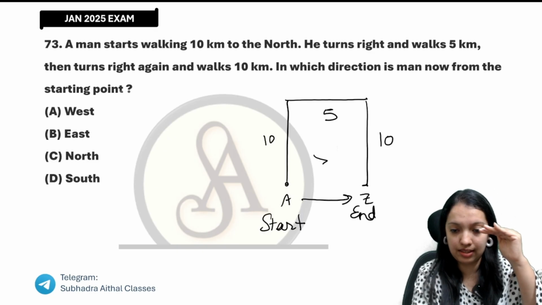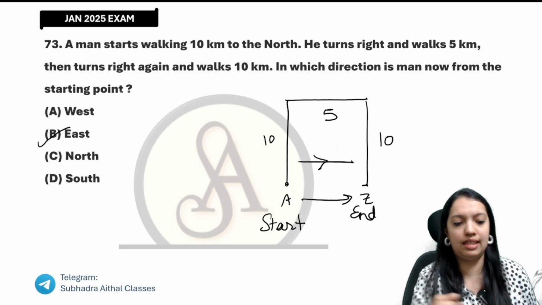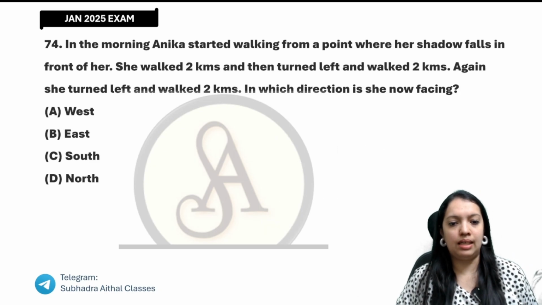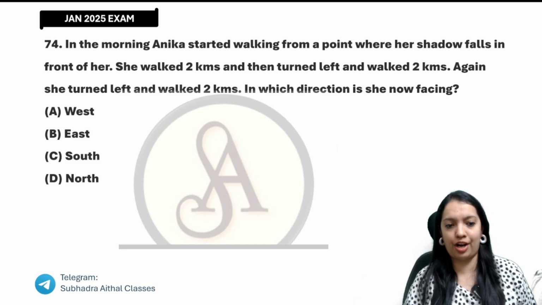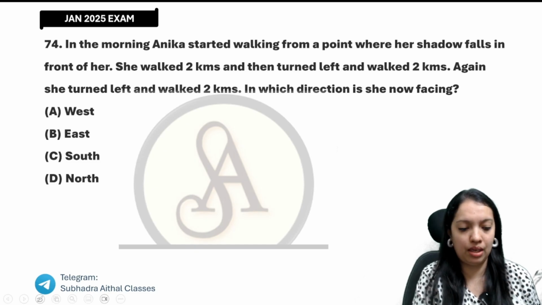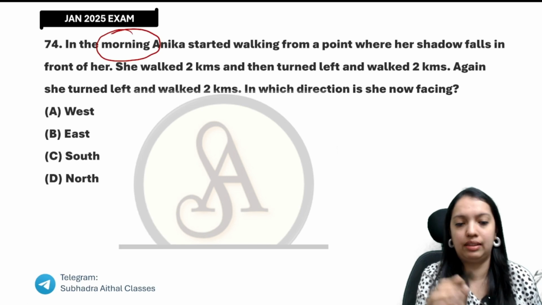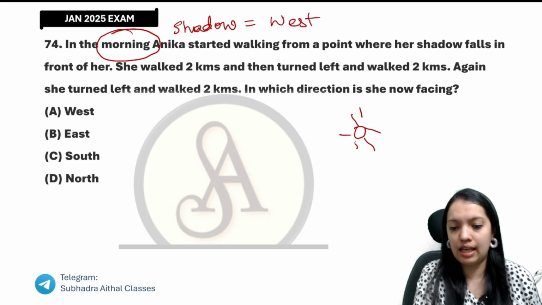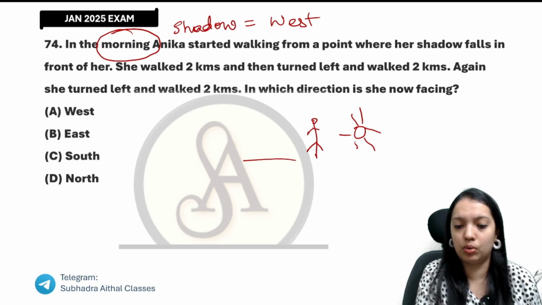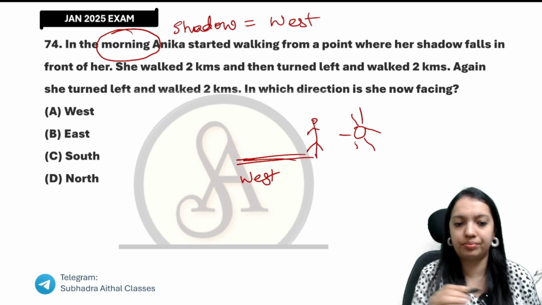In which direction is he? This direction is known as east direction, option B. Next, in the morning, Anika started walking from a point where her shadow falls in front of her. Be careful, it is morning time. So you can see the shadow of the person on west direction. Sun is in east. Any person who is standing, that person's shadow is on west direction.